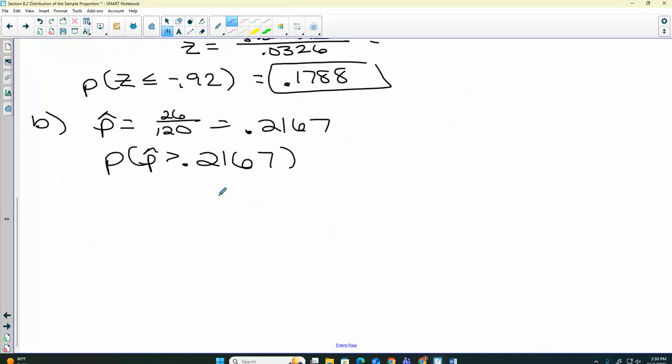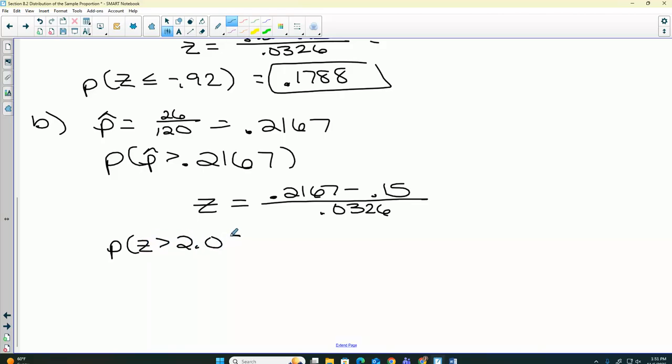Alright, so now we get our z. So our value minus our mean divided by my standard deviation. Probability that z is bigger than 2.05. So greater than is 1 minus. If I look up 2.05, that's 0.9798. We get 0.0202.